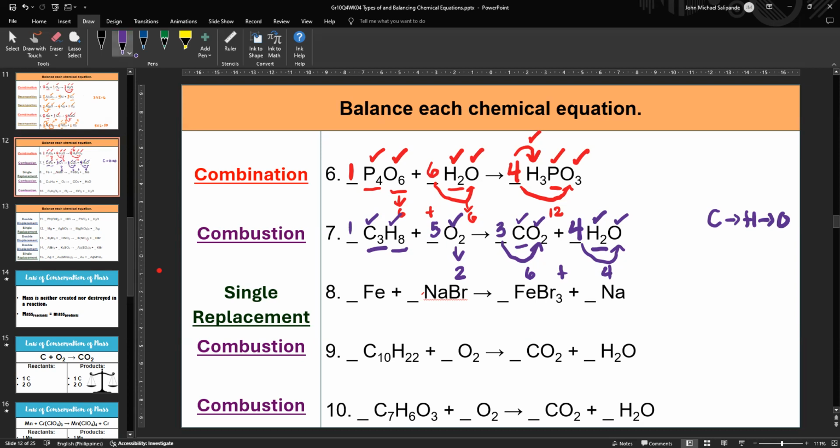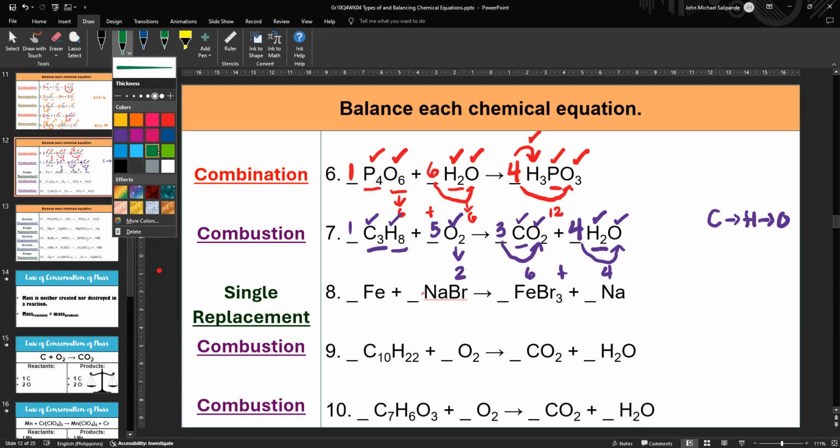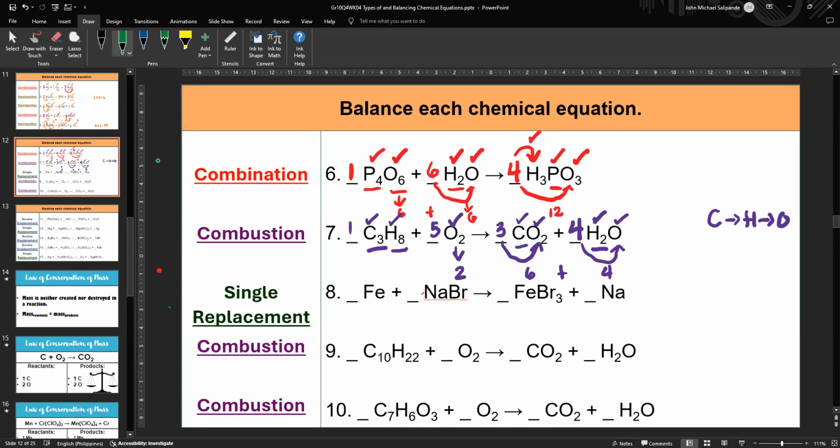Number 8. Number 8 is our very first example of single replacement. Okay, so we have iron plus sodium bromide forming iron bromide and sodium. So the first noticeable unbalanced atom is bromine because there's only 1 bromine atom on the reactant side and 3 bromine atoms on the product side. So to make the reactant side contain 3 bromine atoms, you have to multiply NaBr by 3. So at this point, bromine is now balanced.